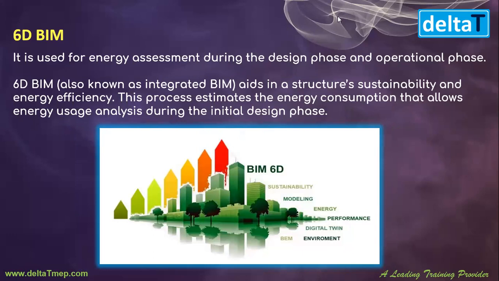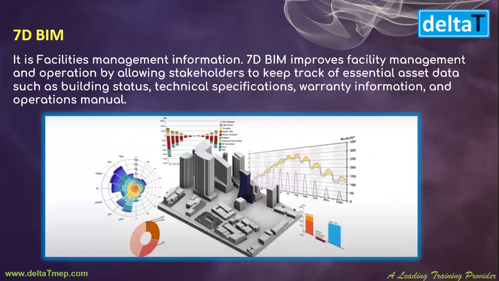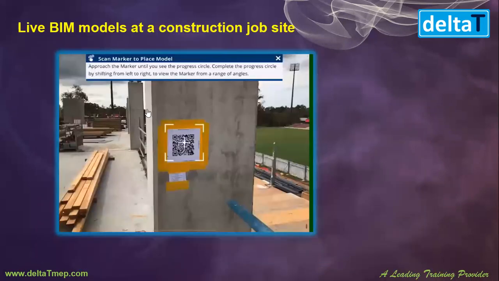So 6D is about sustainability. Sustainability is about how to save energy, the green building concept. That is about 6D. And then we have 7D, that is facility management information. This is about 7D.